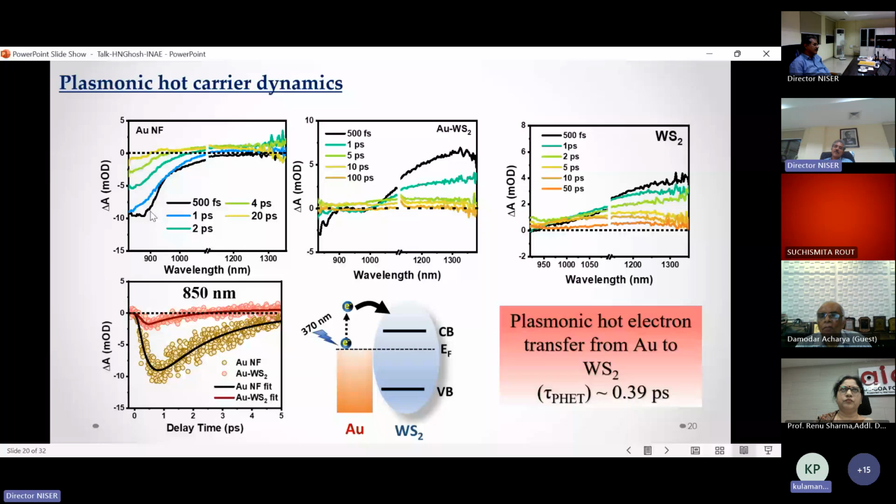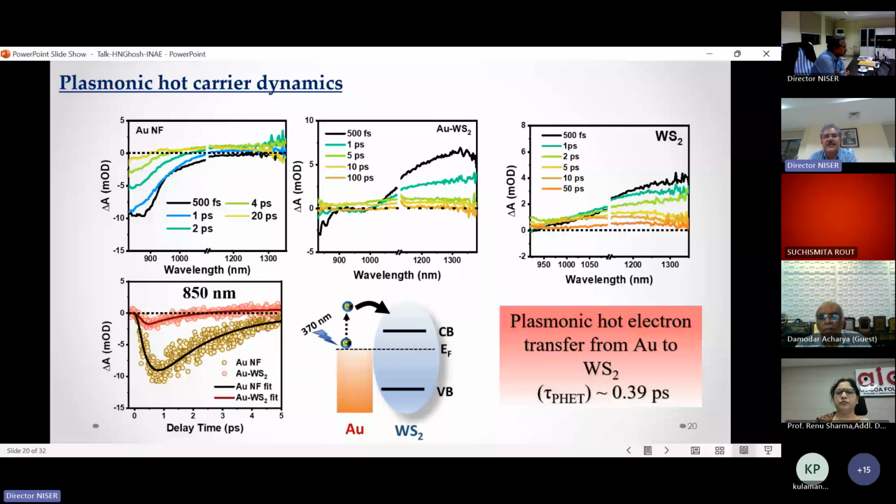Another clarification from you, very expert in this area. The work function of gold is very high compared to WS2. So how is the electron going from gold to WS2? It should be the reverse.